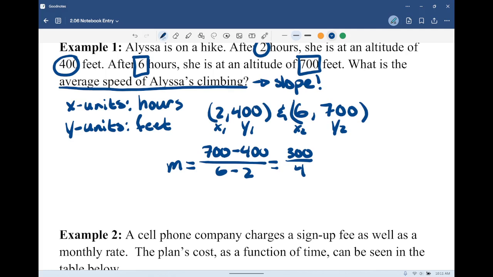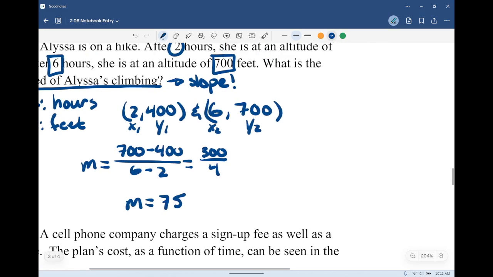4. Now, again, this is where that per 1 unit of x comes back. Right now, we have 300 feet per 4 hours. I do not want per 4 hours, and so I actually need to do the division to get to that 1 hour. What is 300 divided by 4? 75. So m is going to be equal to 75. And so we're going to use this to create our answer sentence.